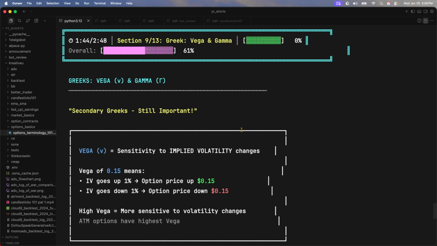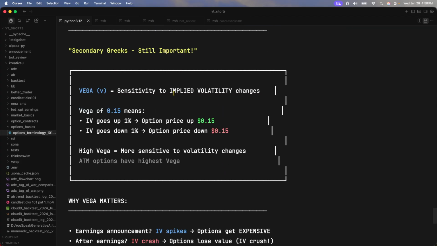So gamma, secondary options, but still important. I don't want to call gamma secondary options depending on how you use it, but it really is still important.